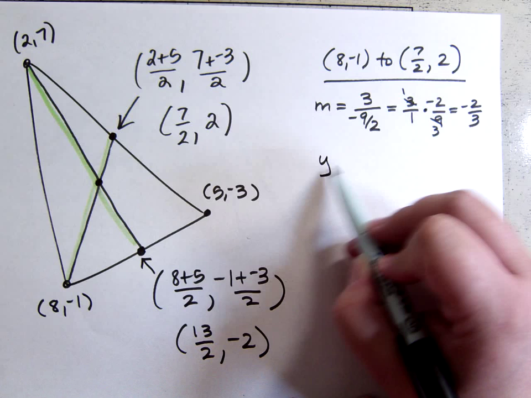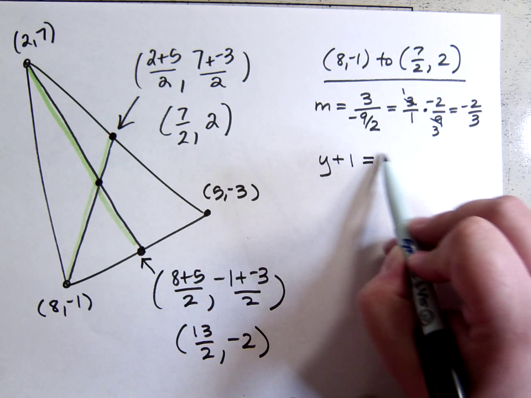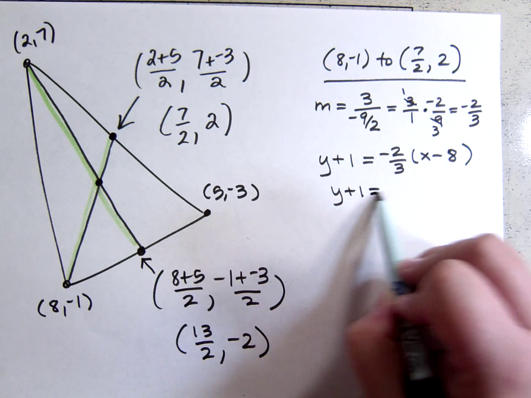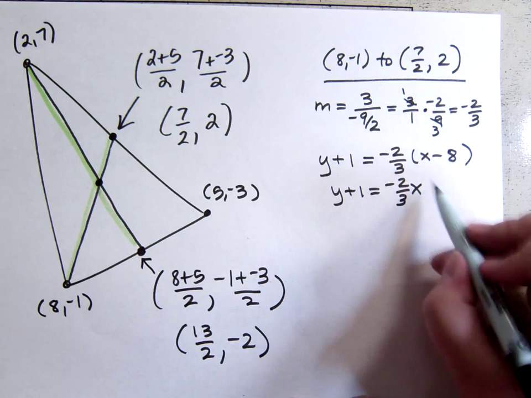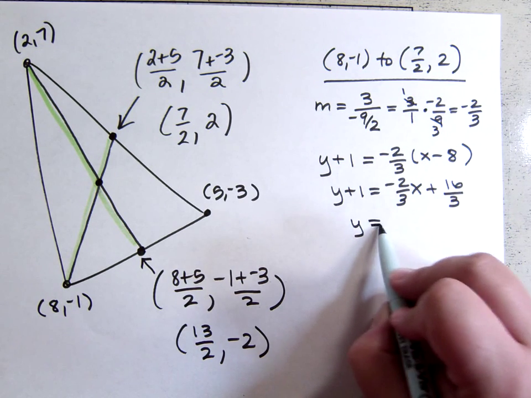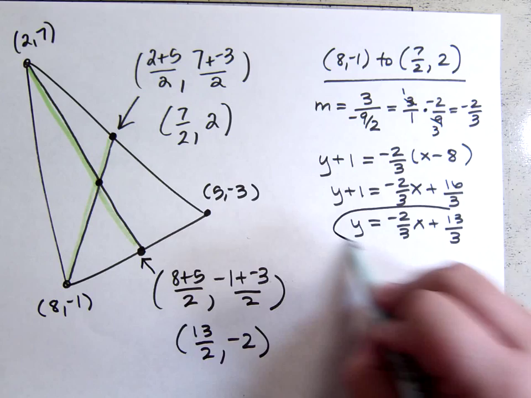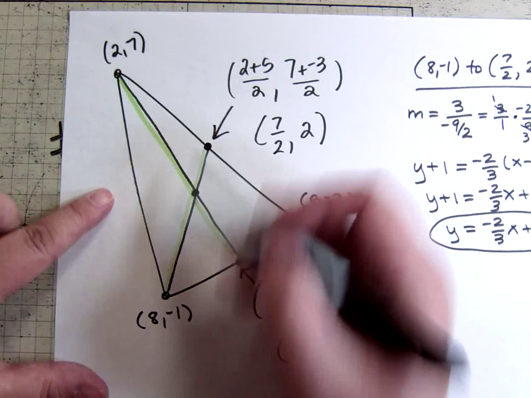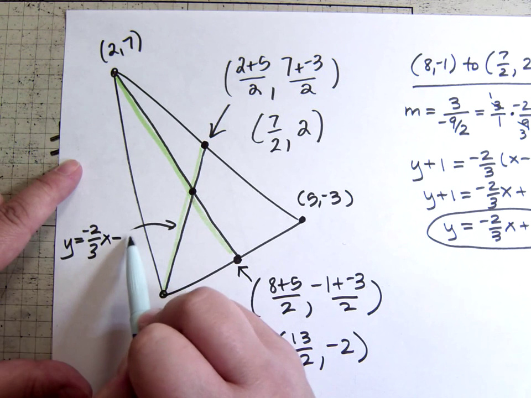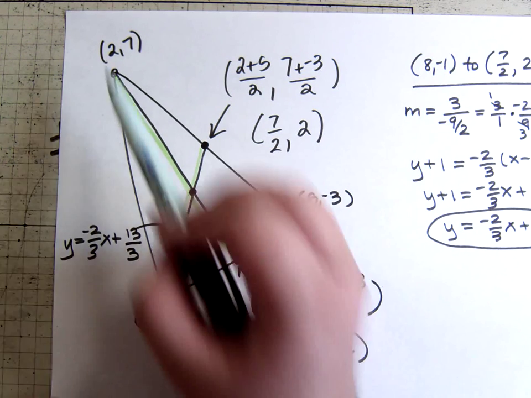So again, I can use point slope form. I'm going to use this point just because it's easier. Y minus a negative 1, or y plus 1, equals negative 2/3 times x minus 8. Y plus 1 equals negative 2/3 x plus 16/3. Subtracting 3/3 from both sides, I get negative 2/3 x plus 13/3. So that's one equation. That's the equation of this line right here: y equals negative 2/3 x plus 13/3.